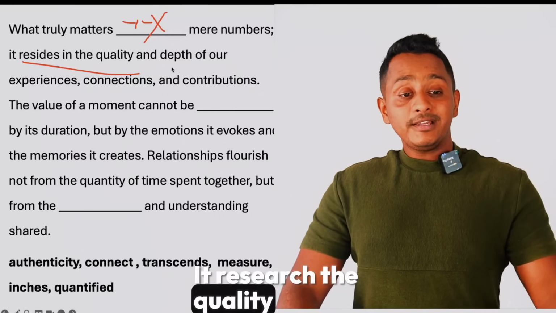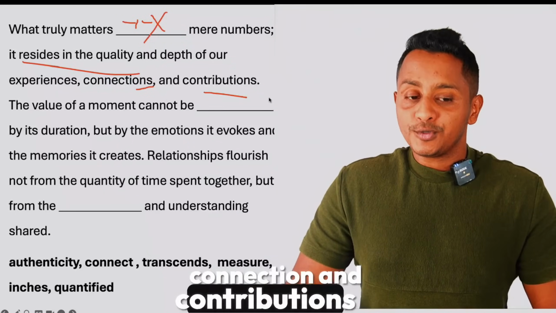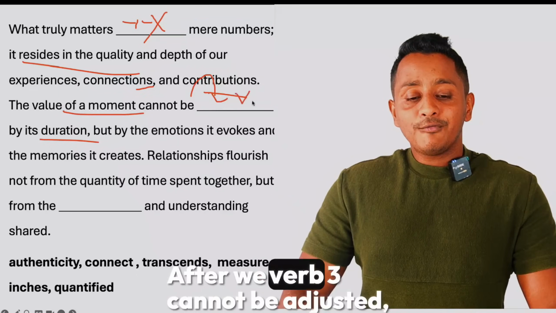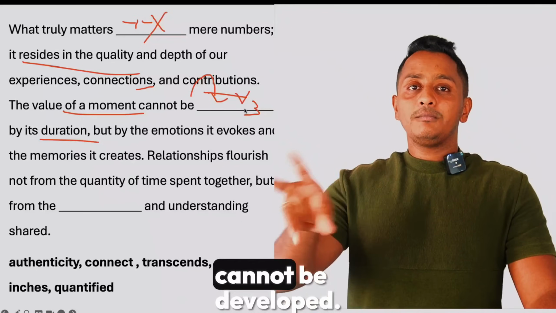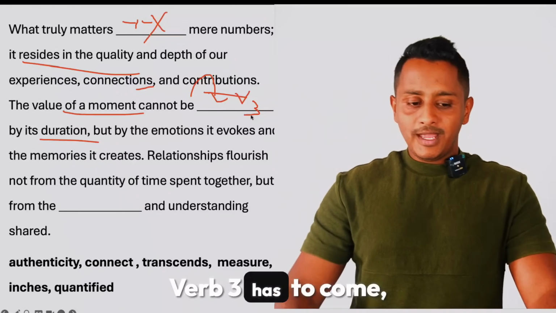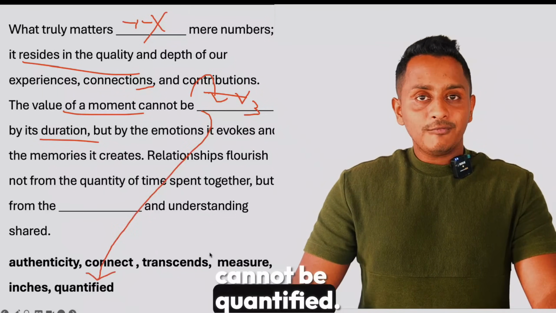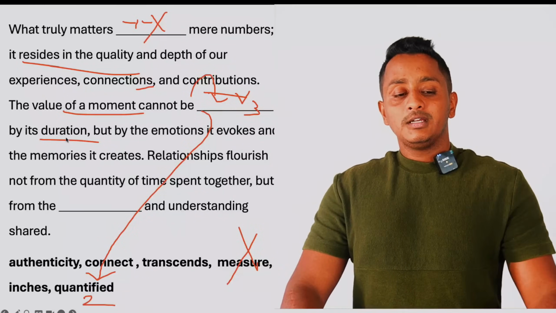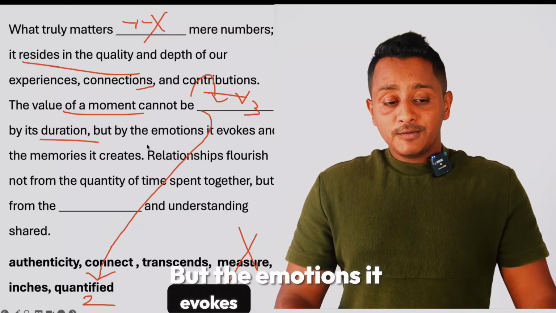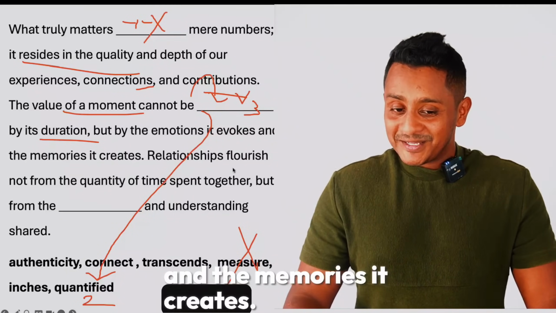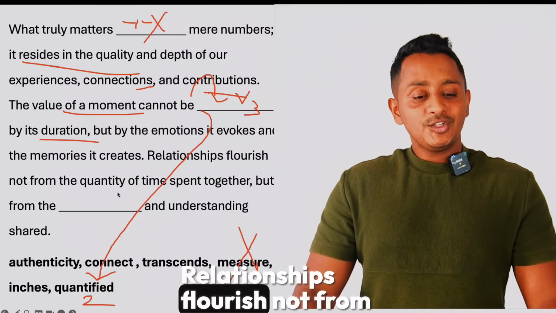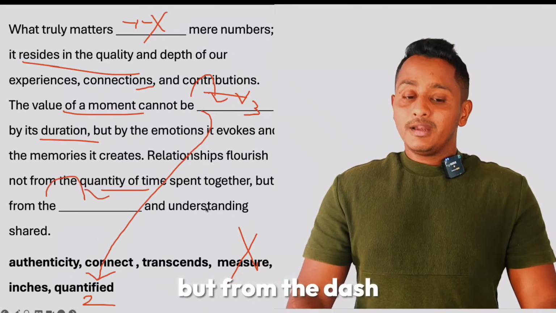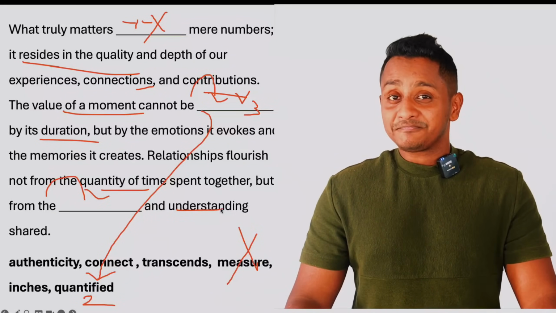It resides in the quality and depth of our experience, connection, and contributions. The value of the moment cannot be dash. After be verb, verb 3 has to come, so not adjusted, not developed. Cannot be quantified. Measure is wrong, it should be measured. Correct? But the emotions it evokes and the memories it creates. Relationships flourish not from the quantity of time that's spent together, but from the dash and understanding shared.